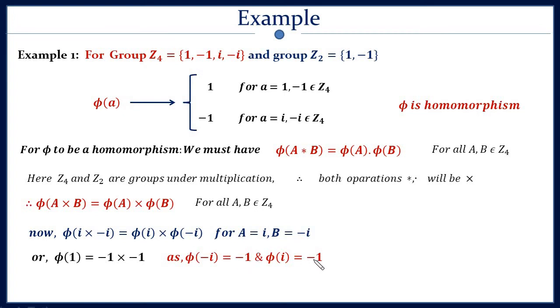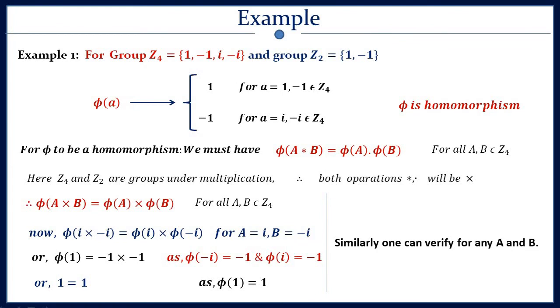Phi i is also minus 1. Just substitute their values: minus 1 cross minus 1. Again, phi 1 is equal to 1 because 1 of Z4 is mapped to 1 of Z2. Therefore, what will we have? 1 equals 1. That is, this condition is true for A equals i and B equals minus i. In a similar way, you can show that this condition holds for any random values of A and B. And that's how you can prove that phi is a homomorphism, which is defined between the two groups Z4 and Z2.